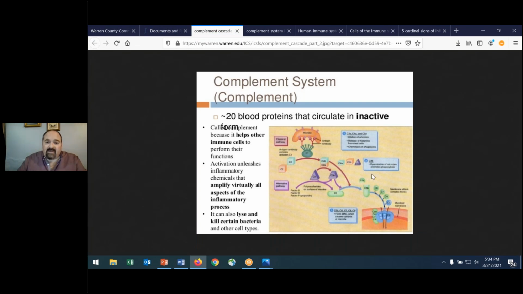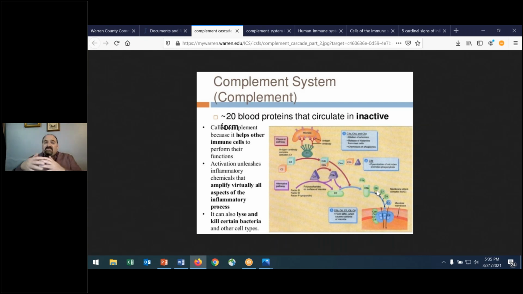Now know that complement is approximately 20 proteins present within the blood that circulate in the inactive form. And when they become activated, they can end up creating what's called a cascade. The complement cells will help other immune cells to perform their functions, and activation of these complement will unleash inflammatory chemicals that'll amplify virtually all aspects of the inflammatory process. And again, there are these different ones you'll see here as far as 1, 4, 2, 3. I mean, there are 5.